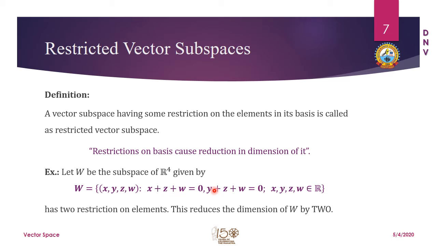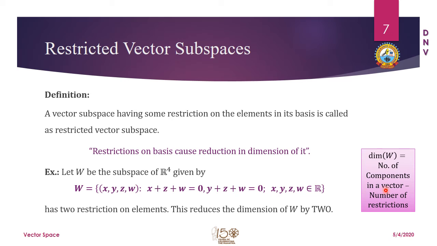For appearing in competitive examinations, we need not derive the proof for this particular example. What we need to do is just apply this formula. Dimension of W is equal to the number of components in a vector minus the number of restrictions imposed on those components. So this is the small formula which we can use for multiple choice type questions.